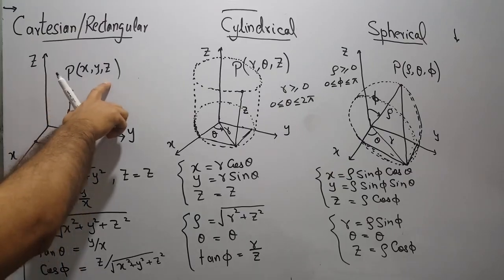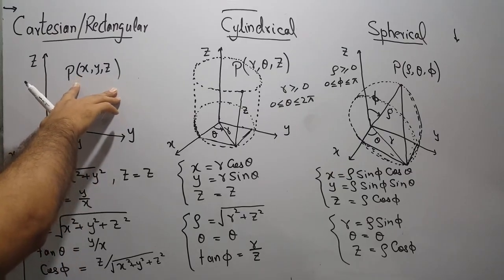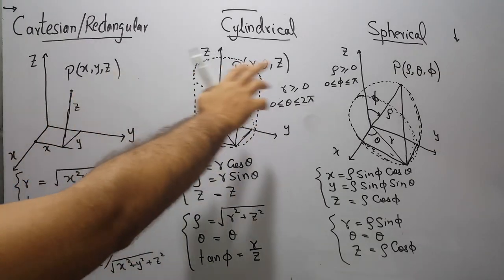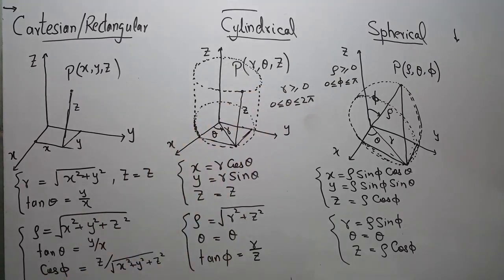Now let's come to the conversion. So we have x, y, and z given in the rectangular coordinate system. How do we transform that into r, theta, and z, and rho, theta, and phi?